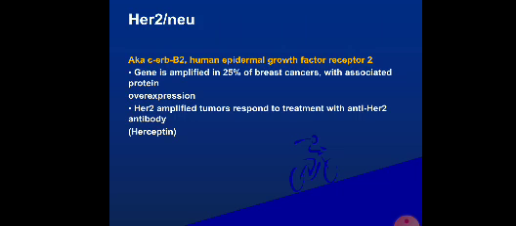Next marker is HER2/neu, also known as ERBB2, human epidermal growth factor receptor 2. The gene is amplified in 25% of breast cancers with associated protein overexpression. HER2 amplified tumors respond to treatment with anti-HER2 antibody, Herceptin. So if HER2/neu is positive, then we can advise Herceptin.